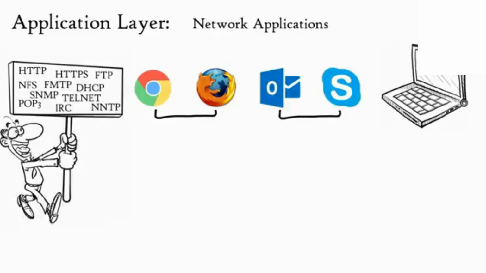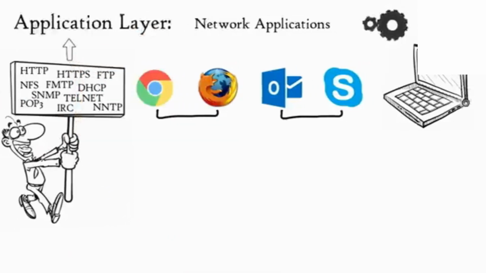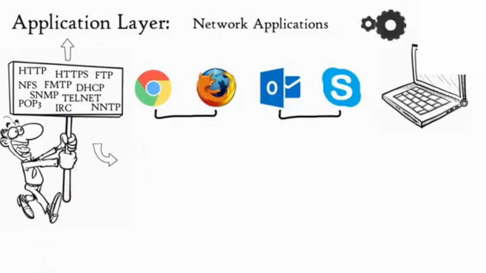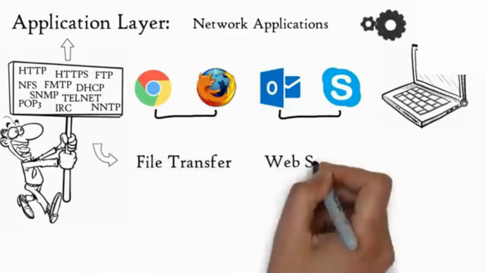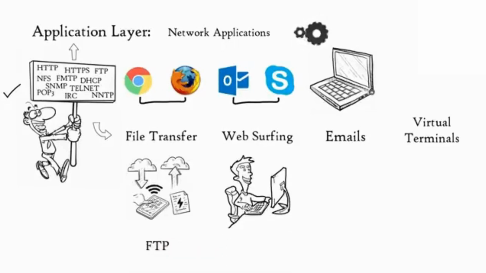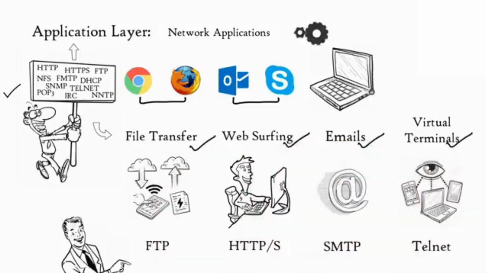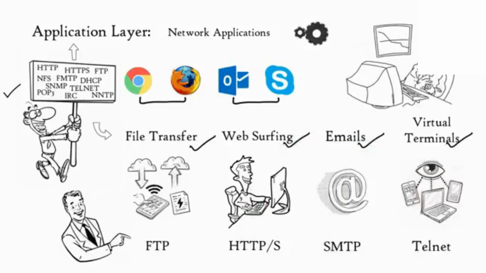There are dozens of application layer protocols that enable various functions at this layer. All these protocols collectively form application layer. These protocols form the basis for various network services like file transfer, web surfing, emails, virtual terminals, etc. File transfer is done with the help of FTP protocol. Web surfing is done with the help of HTTP or HTTPS protocol. For emails, SMTP protocol is used, and for virtual terminals, Telnet is used. So, application layer provides services for network applications with the help of protocols to perform user activities.